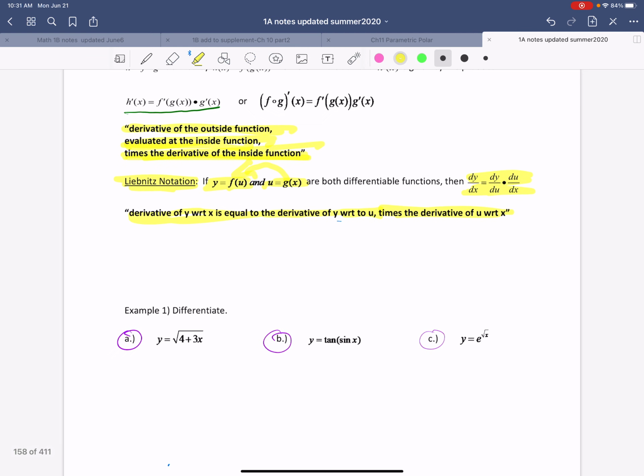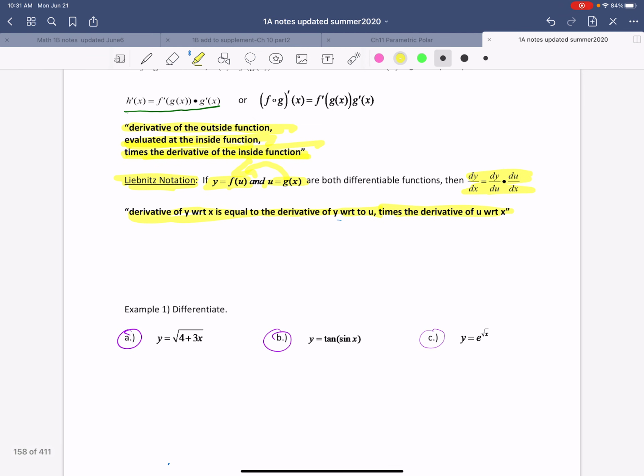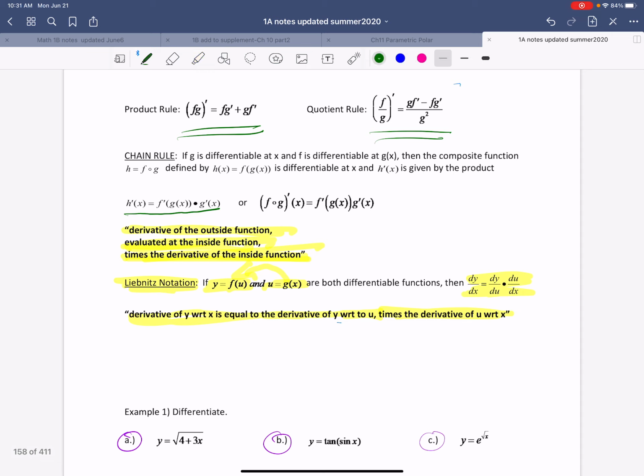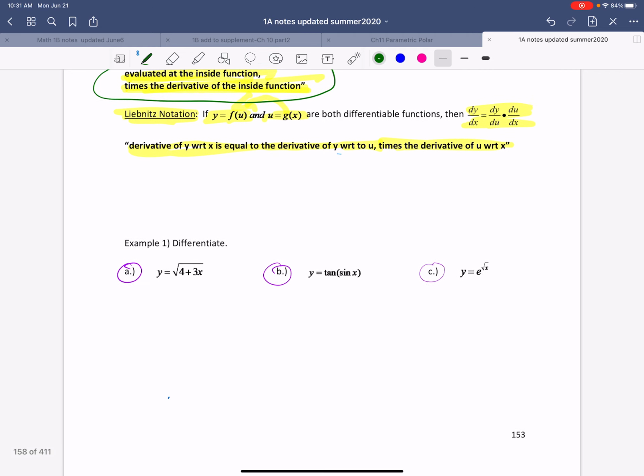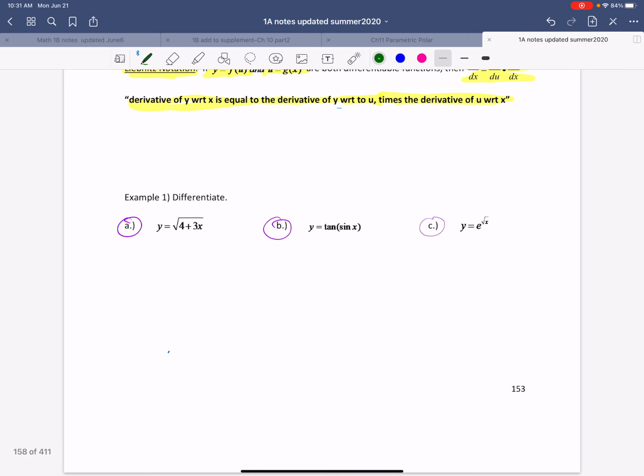When you're doing the homework, it doesn't matter which notation you use, which formula you use. I would be using derivative of outside function evaluated at inside function times the derivative of inside function, and you keep on doing that until you reach the innermost function.